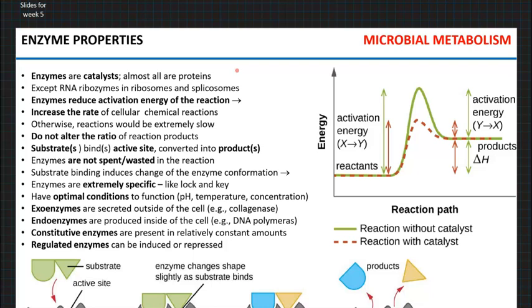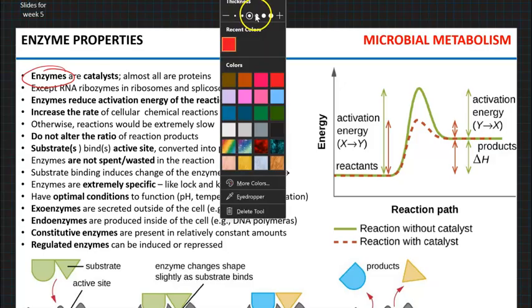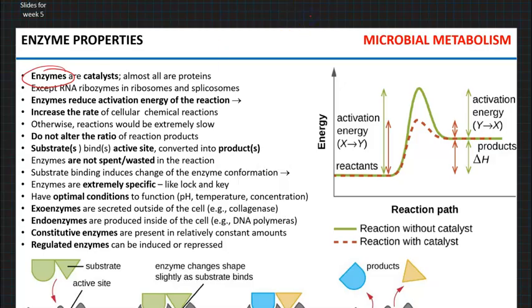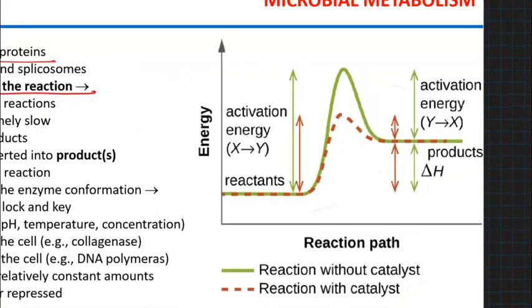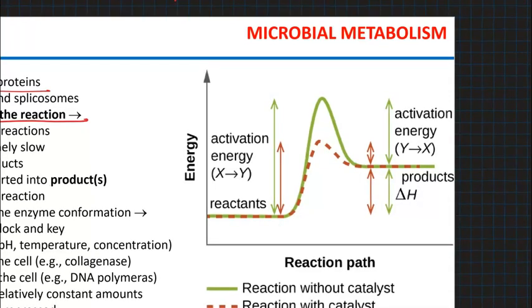And in order to do so, cells utilize enzymes. So enzymes are biological catalysts. Most of the enzymes are proteins. And what they do is reduce the activation energy of the reaction. So if you look at the graph right here, it shows you the reaction path over time and the changes in energy.